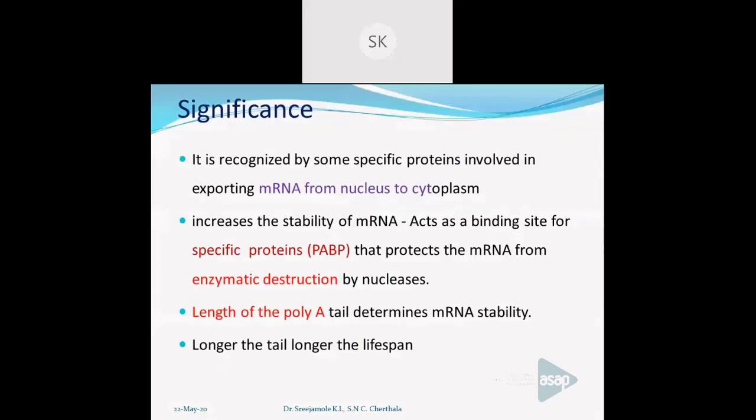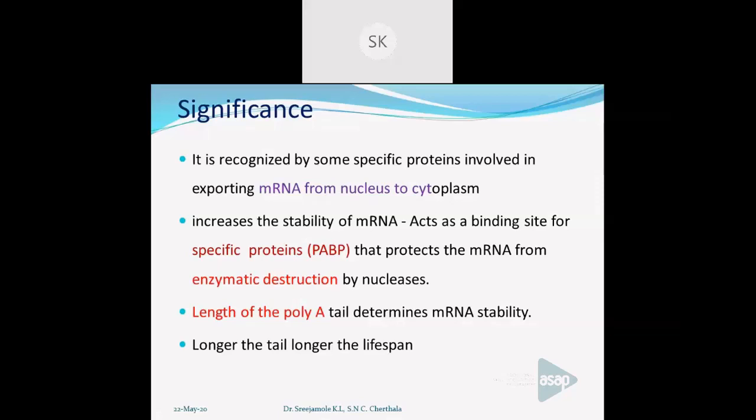As in the case of the 5' cap, the poly A chain also provides protection to this mRNA from degradation by nucleases. It also helps in exporting the mRNA from the nucleus to the cytoplasm. It increases the stability of mRNA, and acts as a binding site for specific proteins known as poly A binding proteins. So once these poly A binding proteins are attached to this poly A tail, the nucleases cannot attack or degrade from the 3' end.